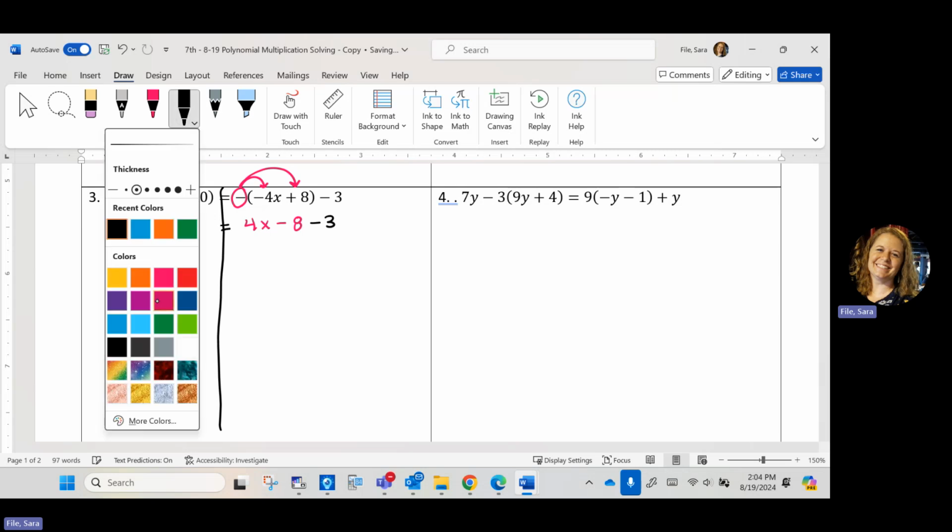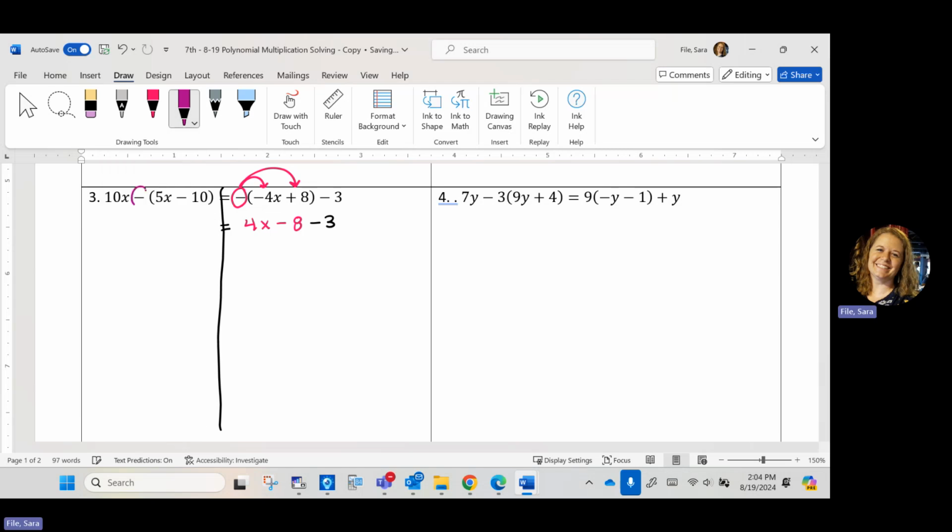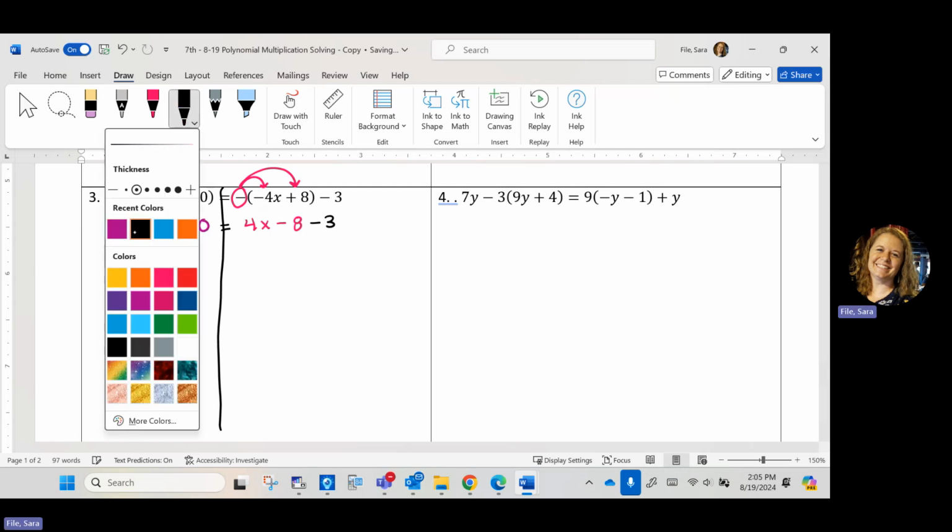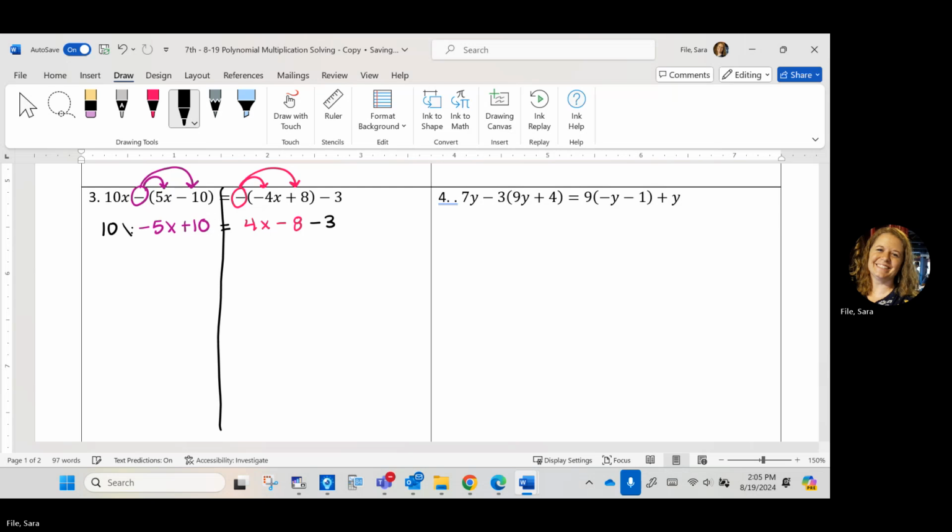On the left side, it's just a negative as well. So it's going to change this to negative 5x plus 10. And the 10x is going to stay as is. So I'm going to combine like terms.